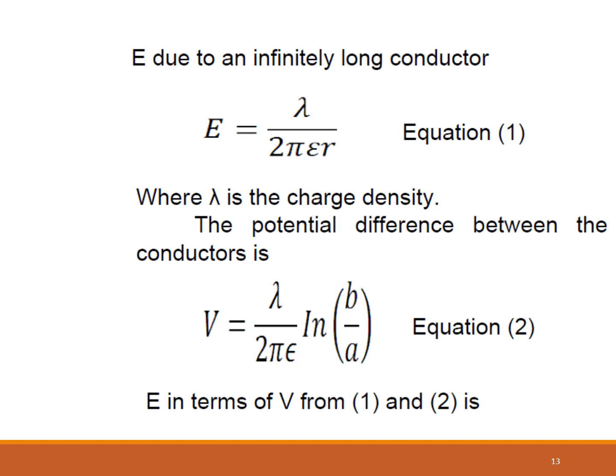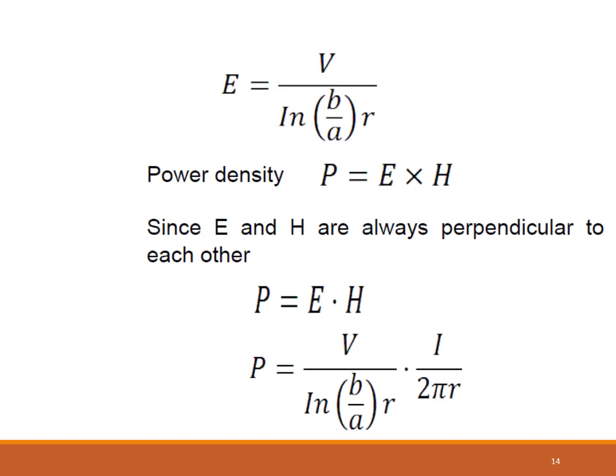Now, I'm going to write the expression for the electric field E in terms of the potential. So, to write E in terms of V from equations 1 and 2, E can be written as follows. Writing E in terms of V, this is the expression you get: E is equal to V divided by ln of b by a into r.